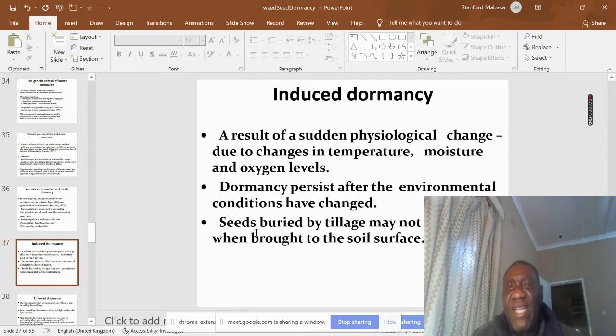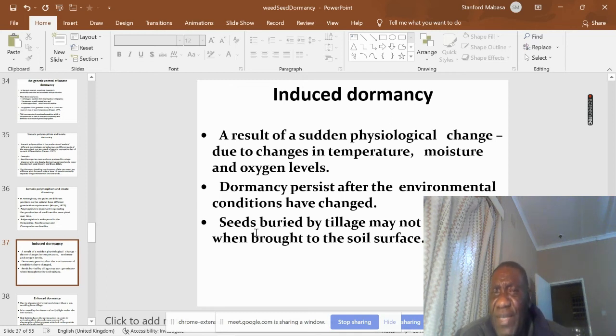Now, what we have been talking about for quite some time is the innate domains, which is quite a big subject. Now, we're going to talk about the other two types of domains. For example, induced domains. This happens as a result of sudden physiological change due to changes in temperature, moisture, and oxygen levels.